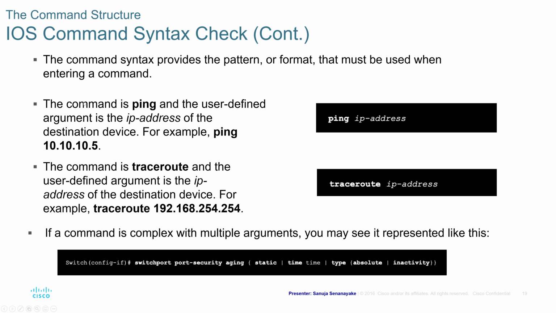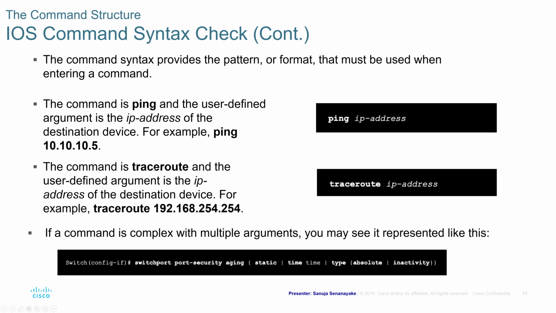In this example, we're going to look at the ping command. The user enters the ping command, and then the argument associated with it, which is the IP address or the host name. In this case, the IP address is an IP address within your network that you're trying to ping from this Cisco device. For example, it could be 10.10.10.5, or 192.168.8.10.